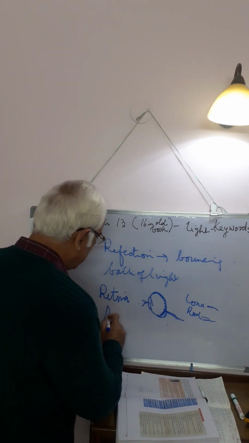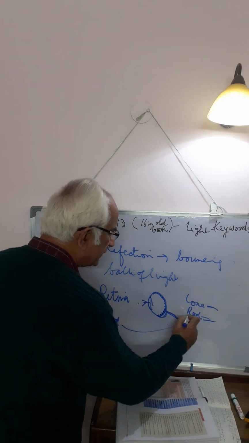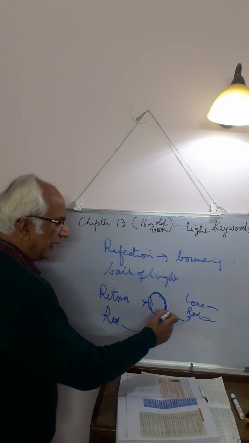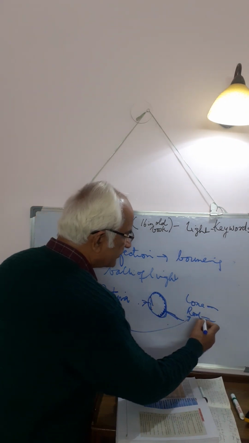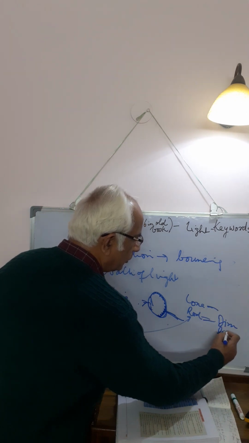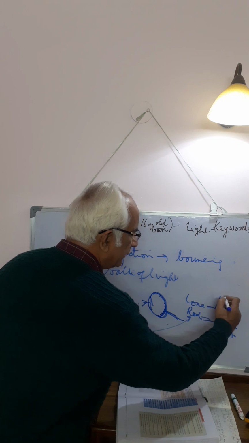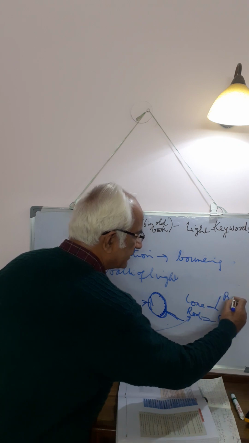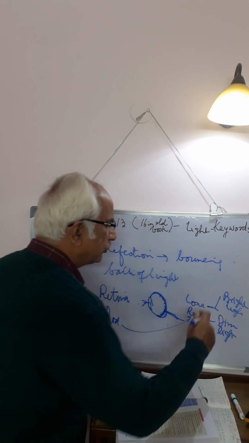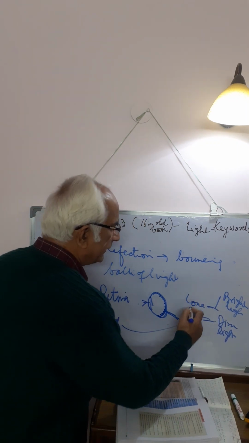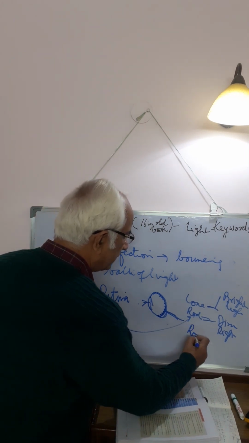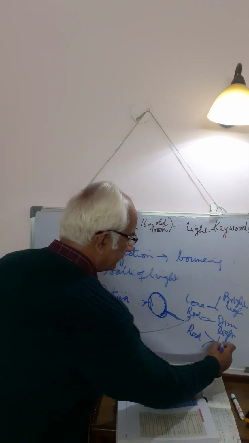Rod cells. Last is rod cells. So rod cells, as I explained, are cells in the retina and they are sensitive to dim light. Cone cells are sensitive to bright light and rod cells are sensitive to dim light, and their number is greater than the number of cone cells. Rod cells का जो number है cone cells से अधिक होता है.